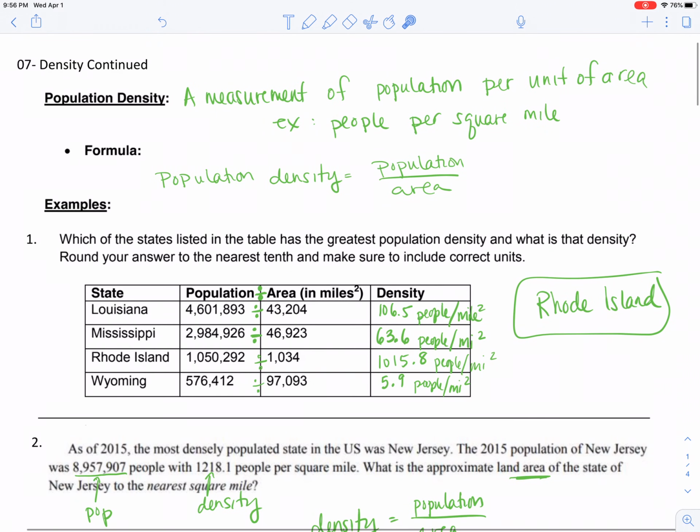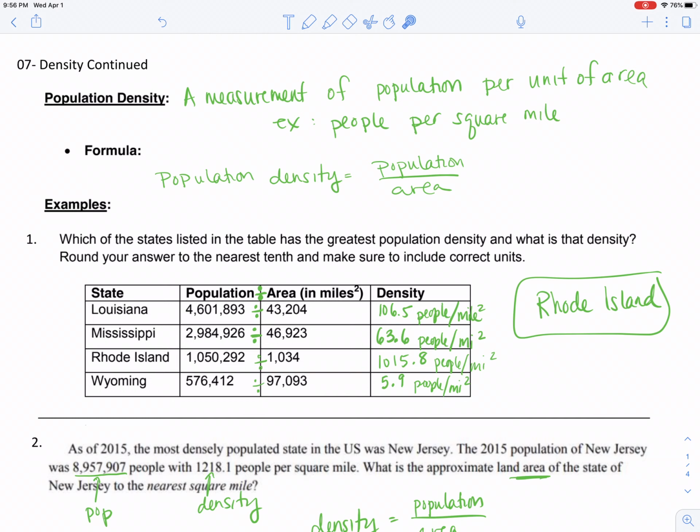So here they give you the population and the area in square miles of a bunch of different states in the United States. By just taking the population column and dividing it by the area column, you can get the density. So I took each of these populations, divided them by the area, and filled in the density column of the chart, and so on.